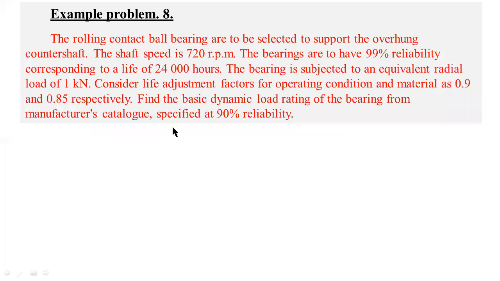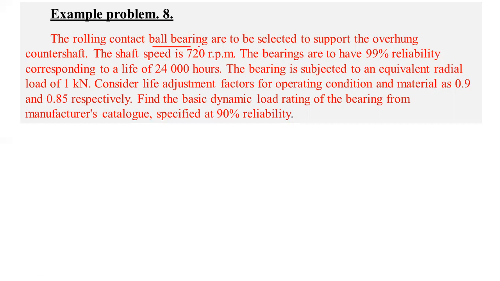So now coming to the first problem, this is example problem number 8 in this unit, in the design of bearings concept. The question is the rolling contact ball bearing. Here you have to consider rolling contact. The problem is rolling contact ball bearing.